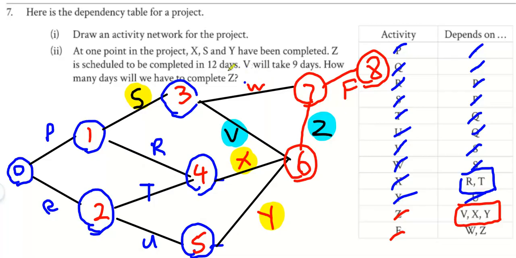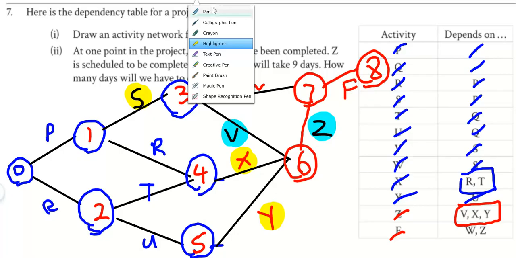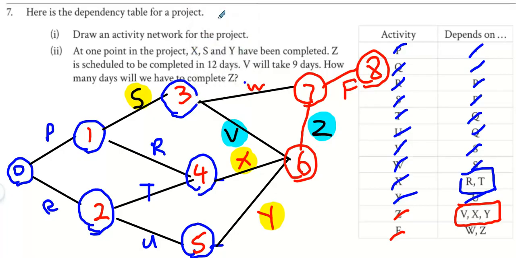Z is scheduled to complete in 12 days. V will take 3 days. How many days will it take to complete Z? Oh, sorry. I get you. Z takes 12 days. So in total, Z will be completed in 12 days' time. But that includes that V takes 9 and Z will take 3. 9 plus 3, 12 in total. 12 days in total. Is that all right? That's the way they're reading it.